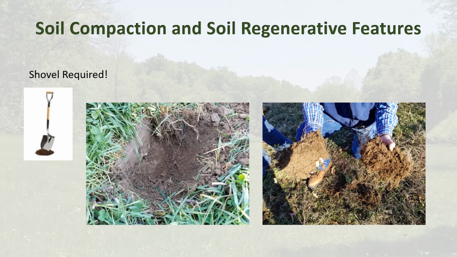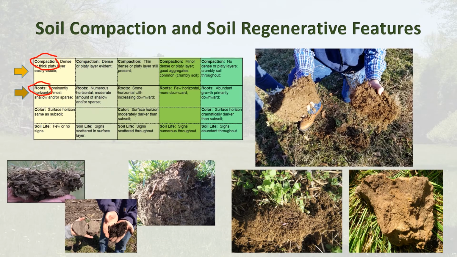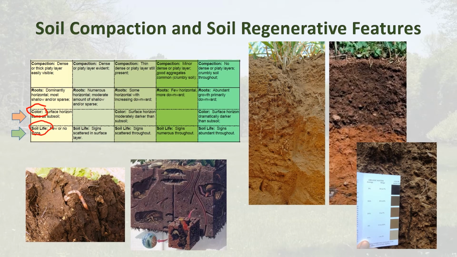For this indicator, choose the most adverse factor for deciding score based on roots and compaction being the primary indicators and considered first. And then use soil color and soil life as secondary indicators where relevant. Soil color and soil life shouldn't be the deciding factors, but are useful in discussions about soil health and as indicators for possible improvements.